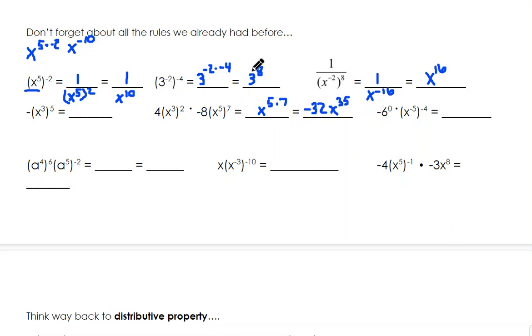Oh, I forgot about one here. All right, because I also have this x to the 3rd, x to the 2. So that would be x to the 3rd times x to the 2nd. So that would be x to the 6th. Ooh, x to the 6th, good catch. So x to the 6th times x to the 35th.